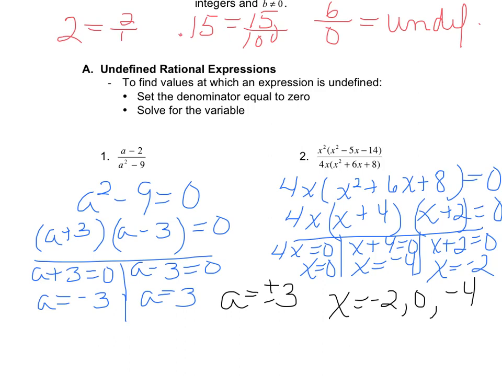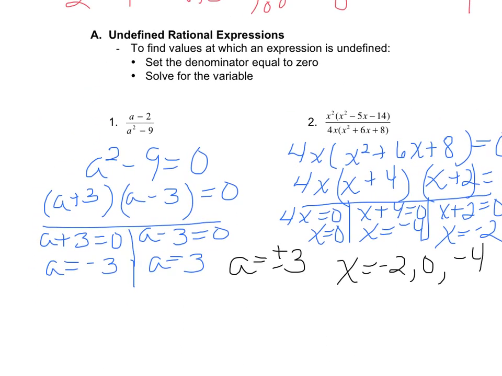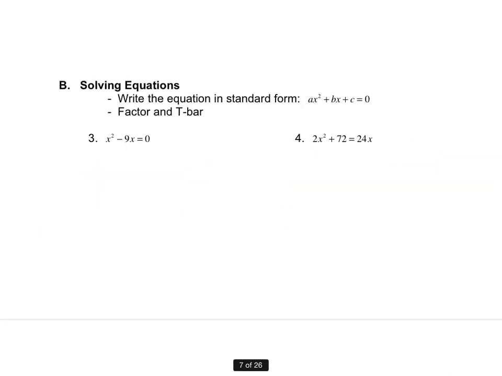Okay, so we worked with rational expressions and undefined. Let's move on. Now we're actually going to solve equations. In order to solve equations, it's got to be in standard form, where it's ax squared plus bx plus c equals 0. A, b, and c are integers, and the squaring variable has to come first. The variable with no squaring is in the middle, and the integer that comes on the end should not have a variable attached to it.